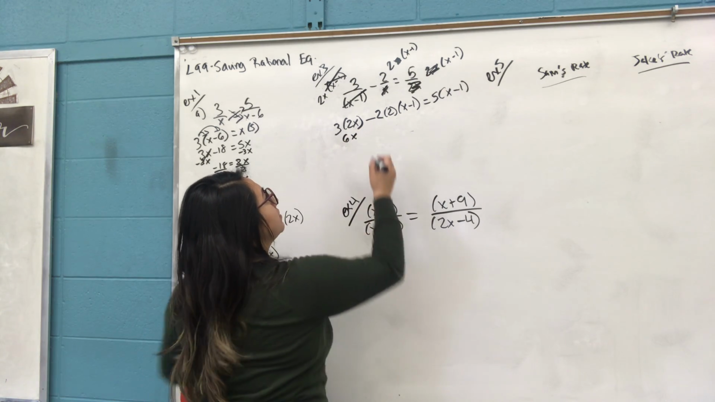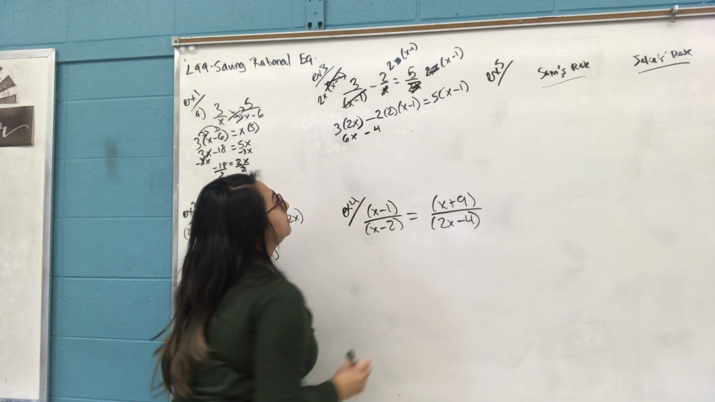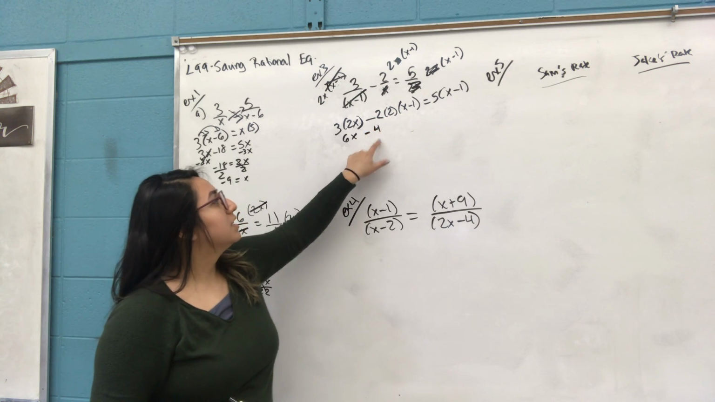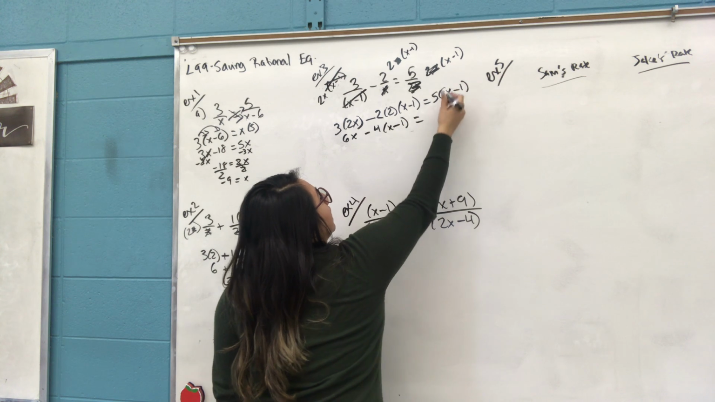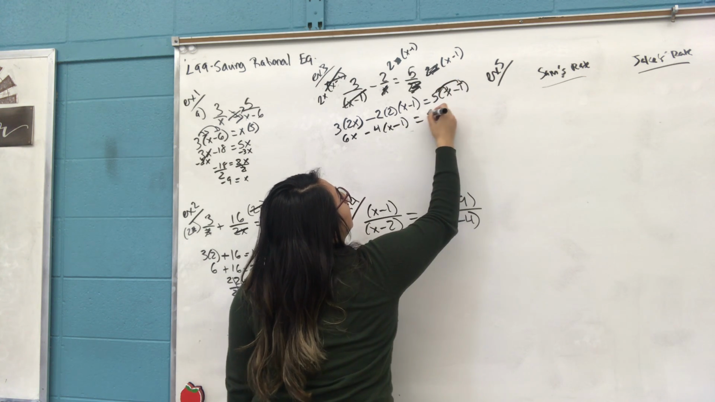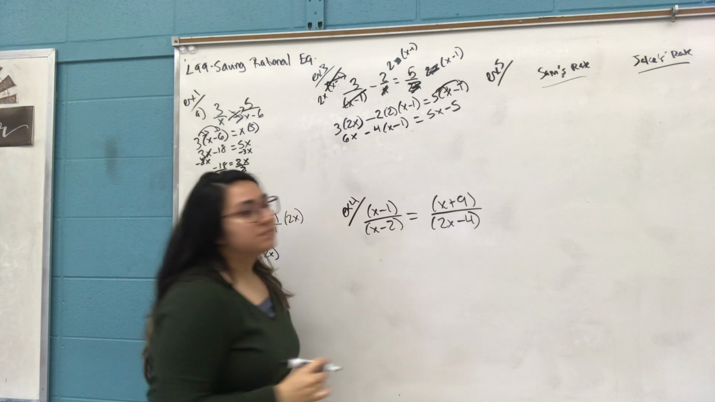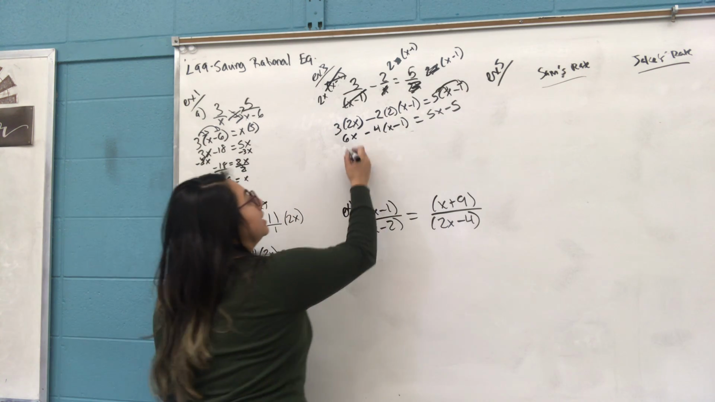Here, let's go ahead and do it a step at a time. So I'm going to do minus 4. So 2 times 2, 4, I'm bringing the minus sign. I'm not going to multiply this x minus 1 just yet. And for this one, I am. So 5x minus 5. Now let's go ahead and simplify it again.